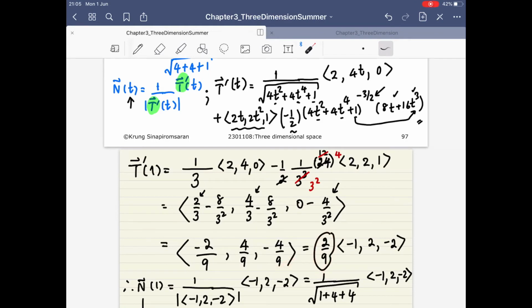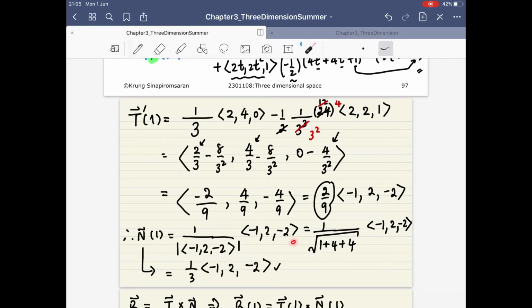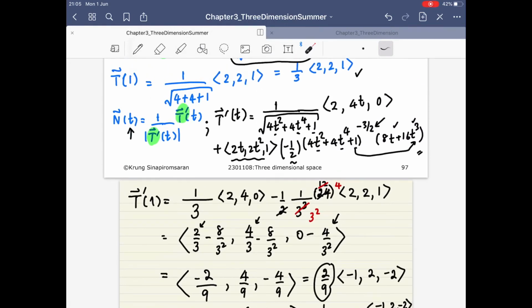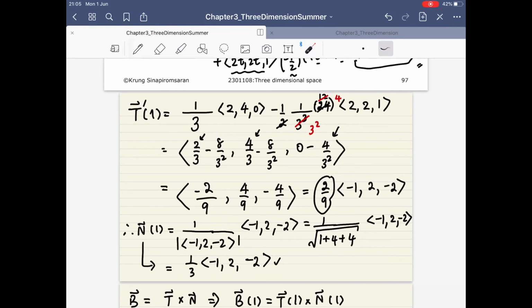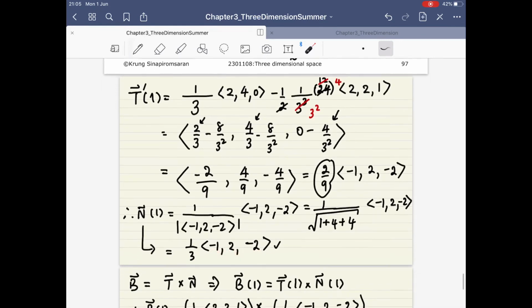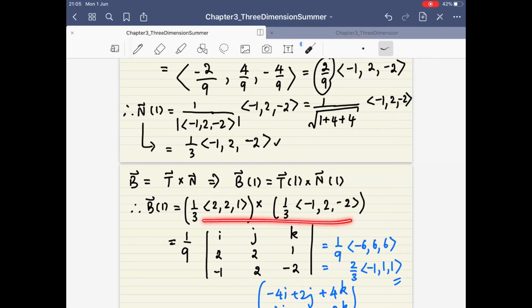Okay, and then after you got this factor, you can just ignore the factor and then look at this vector, because this vector is the direction, and all what you need is the direction over the same length. So you just have this direction over its own length, so you got this one as your N. So after you got your capital T, represented in terms of number at this particular point, and your capital N at this particular point, you are going to find your B also at that particular point.